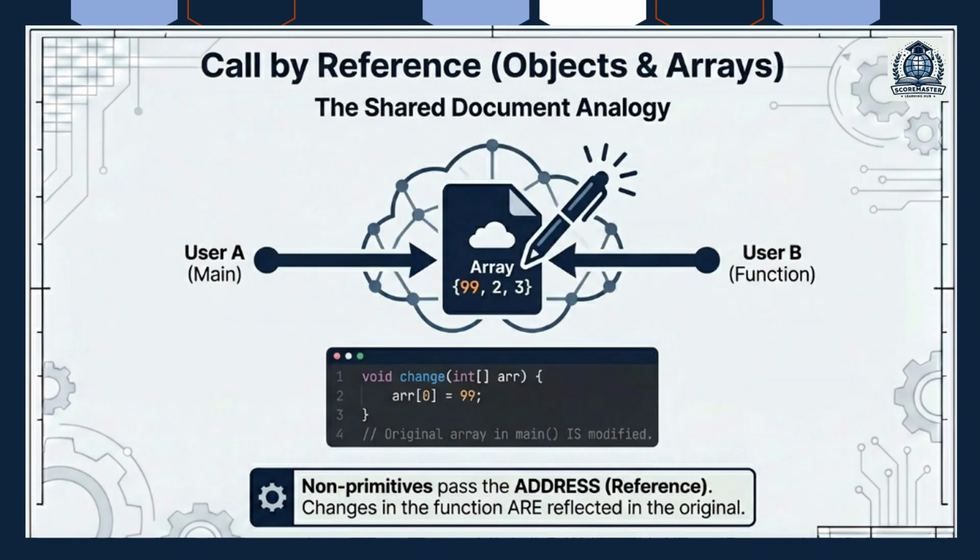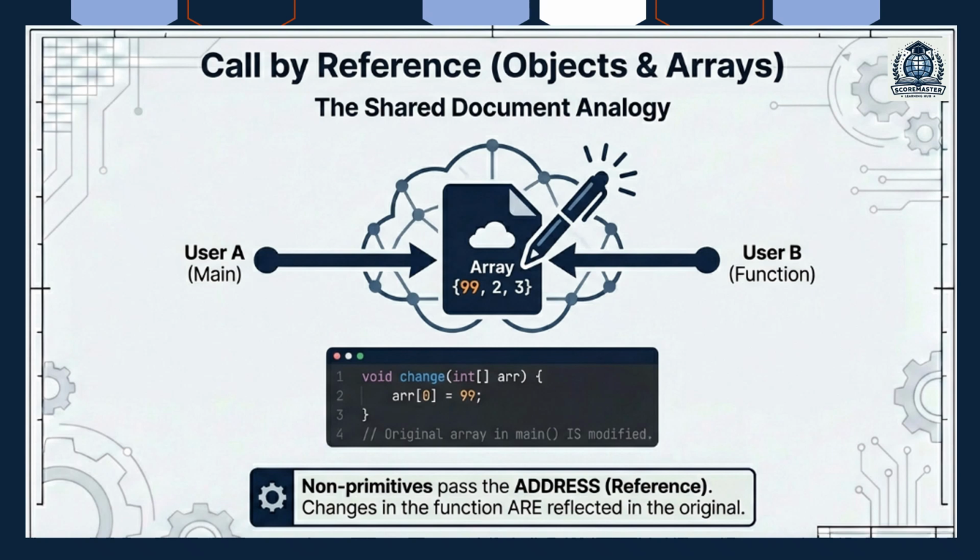Many people casually say, Java is call by reference for objects. That is technically wrong. Here is the reality you need to lock into your brain. Java is always call by value. Always. No exceptions. So what's going on with arrays and objects?